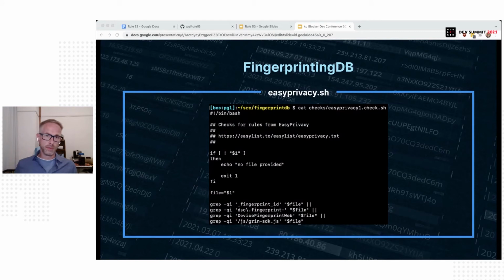This is an example of one of the checks. It's ripped straight out of the EasyPrivacy rules. It just looks for some basic fingerprinting scripts, like fingerprint.js and some elements that it looks for. It's very simple, as you can see, but again, it works well enough to run and see sites which are unusual, sites which are using fingerprinting.